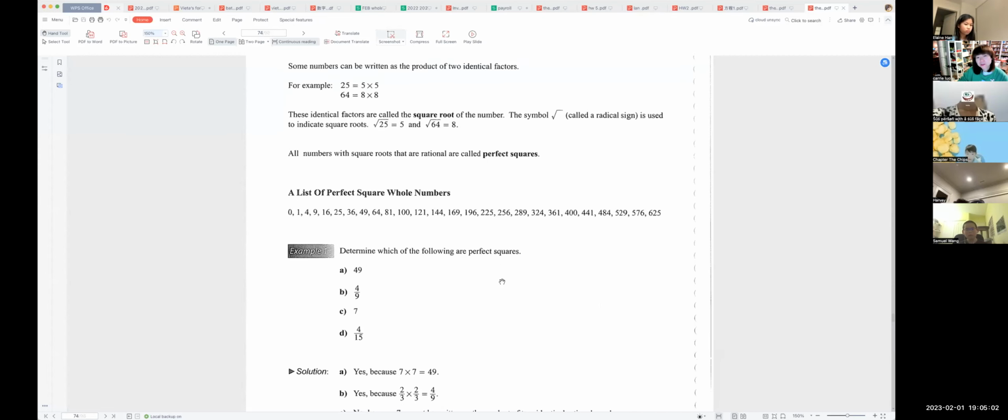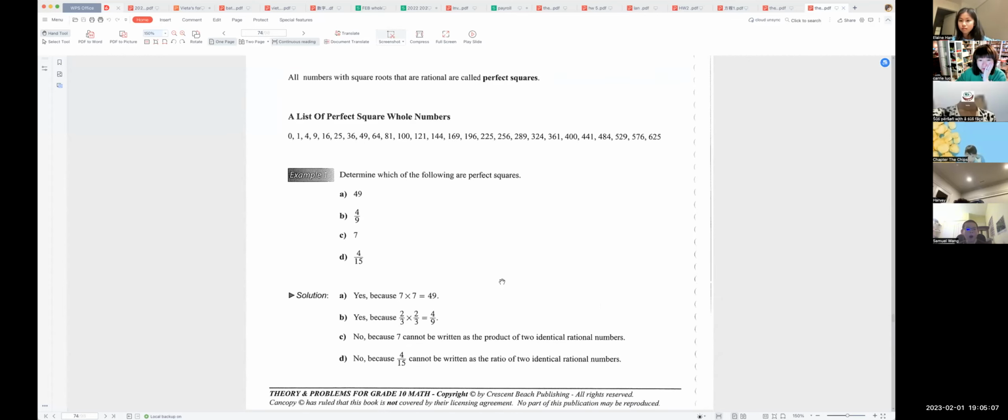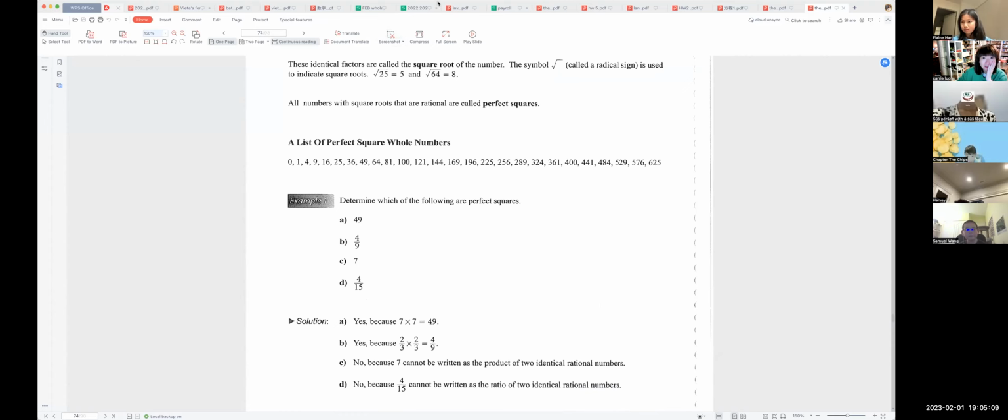Okay, so everybody, let's take a look at this one. Determine which of the following is a perfect square. Okay, so I'm going to block the answer.